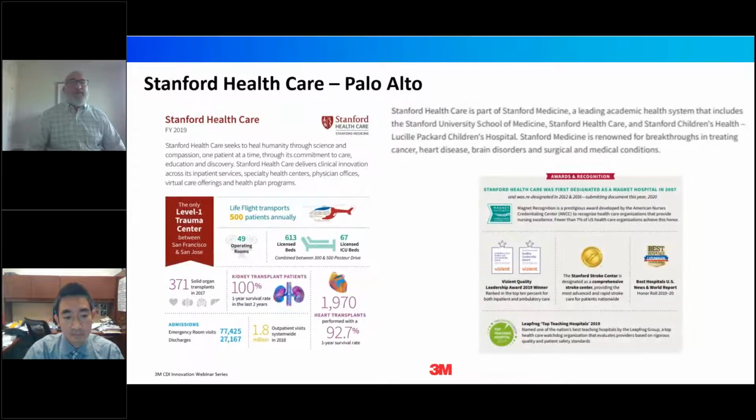Tell you a little bit about Stanford. If you don't know, Stanford Health Care is located in Palo Alto, California. That's where our main campus is. We have a secondary campus at Valley Care, which I'll review as well. Part of Stanford Medicine, or Stanford University School of Medicine. You can see that we are a level 1 trauma center. We're the only one between San Francisco and San Jose, which is an interesting fact. And we do a lot of different types of care here.